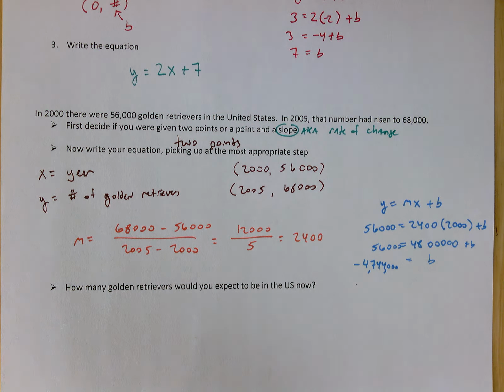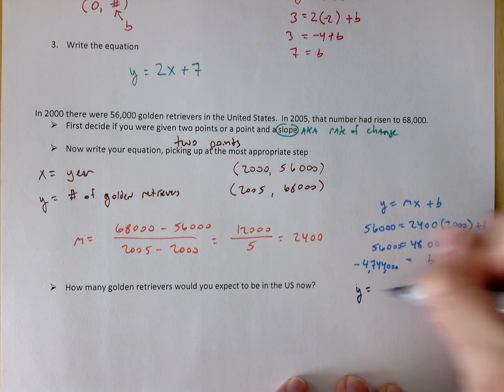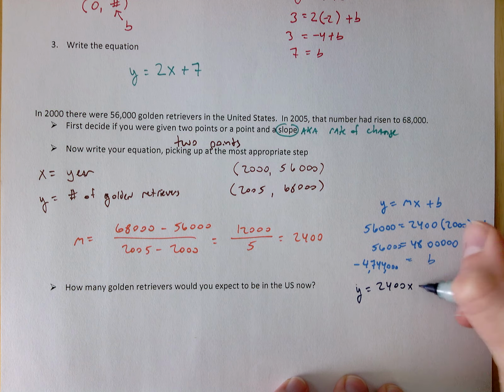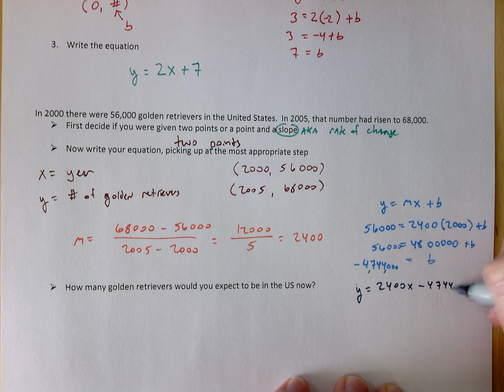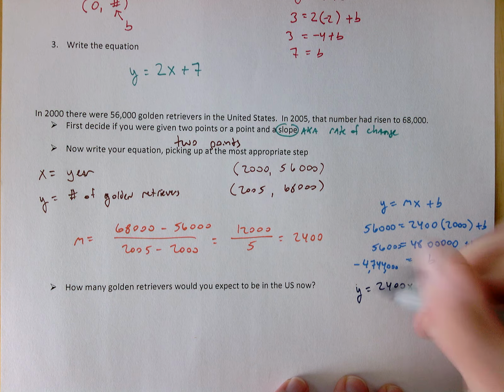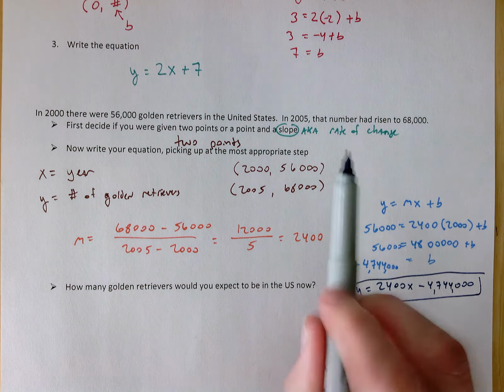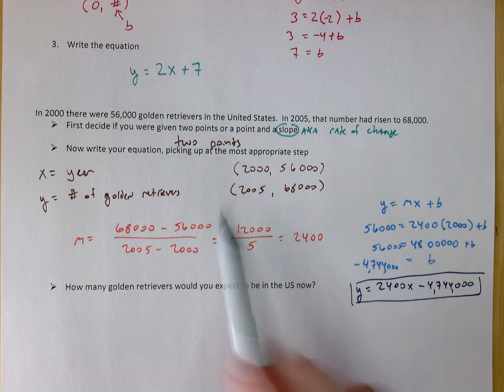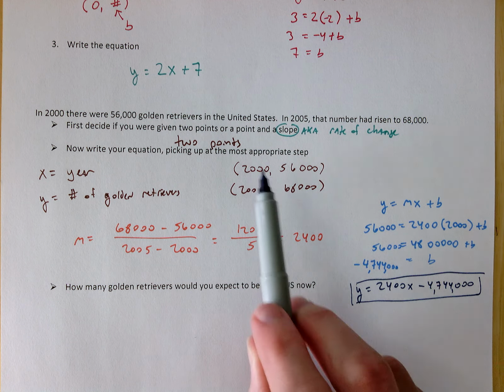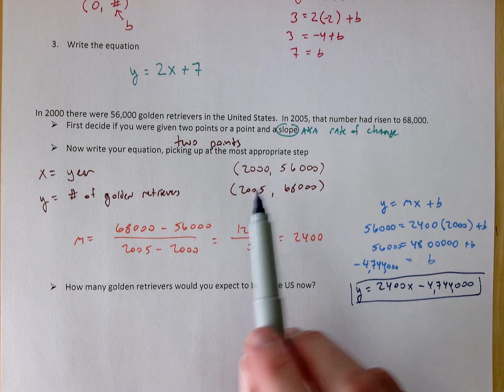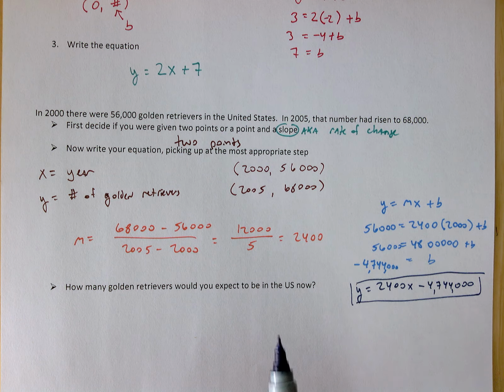So even though this seems like a nonsense answer because it doesn't make sense, it works for this model. Like our actual equation of 2,400x minus this 4,744,000 number, right? So this equation will work to give you an estimate of how many golden retrievers there were, as long as you're doing it in a fairly limited time scale, like maybe in just the early 2000s or the very late 90s and the early 2000s or something like that. Okay.